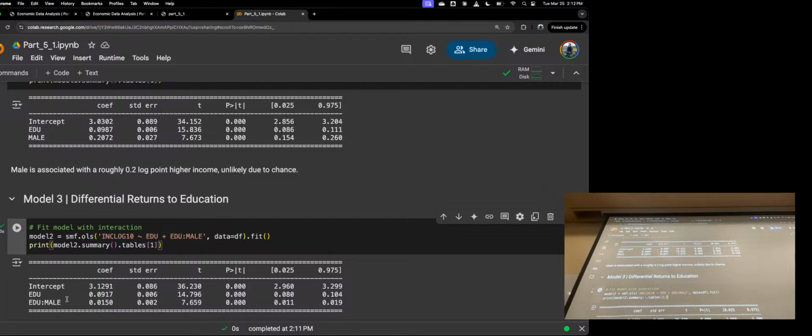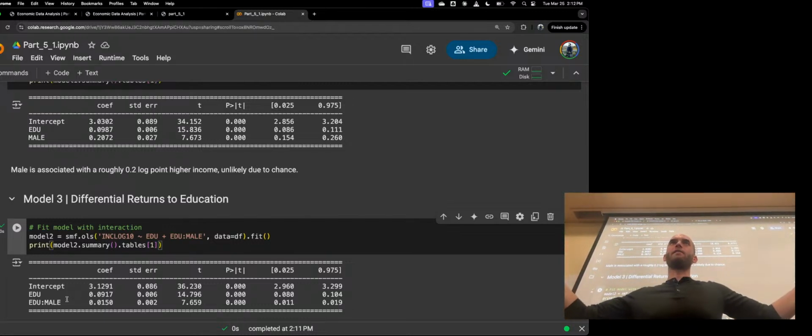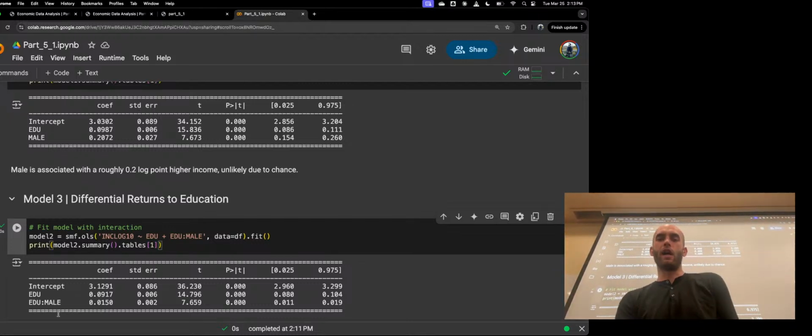Okay, is there the presence of differential returns to education by gender? How many of you are saying yes? Raise hands, please. How many of you are saying no? This should be of concern to the academy. We see differential returns to education. The p-value is not exactly 0.